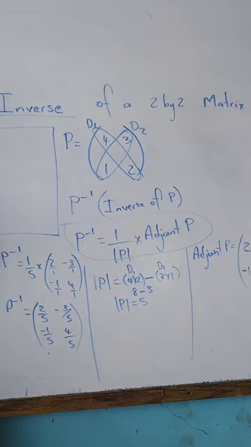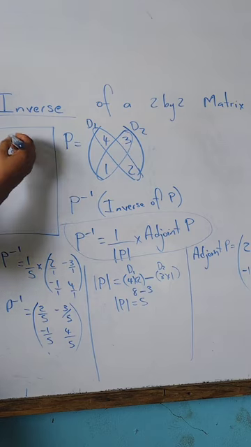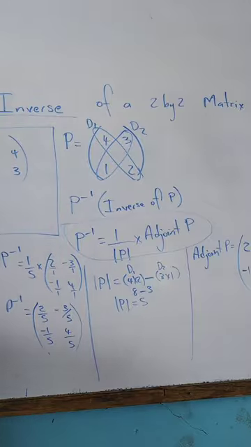Can you find the inverse of matrix M? If matrix M is negative 1, 4, 0, 3, can you find the inverse of matrix M? Go ahead, go forth and conquer.